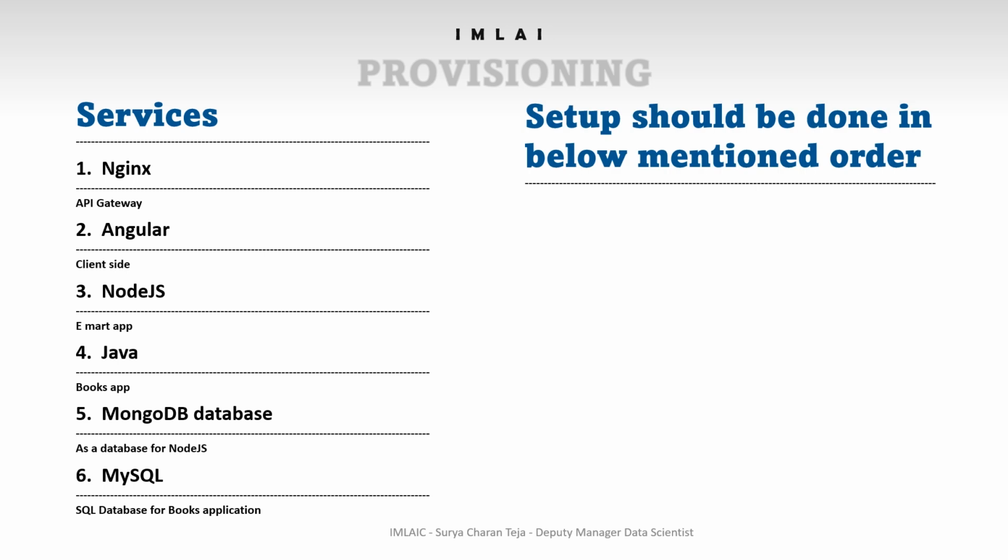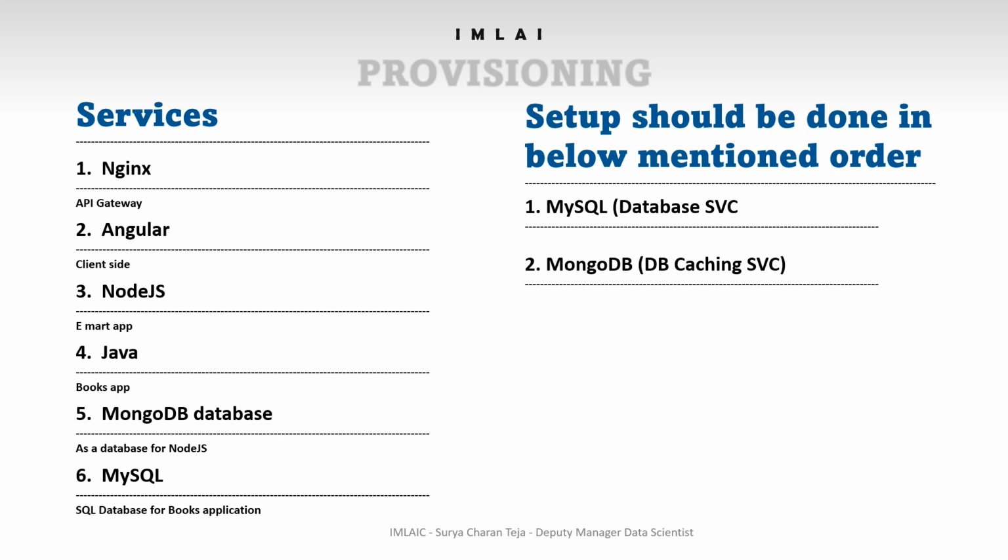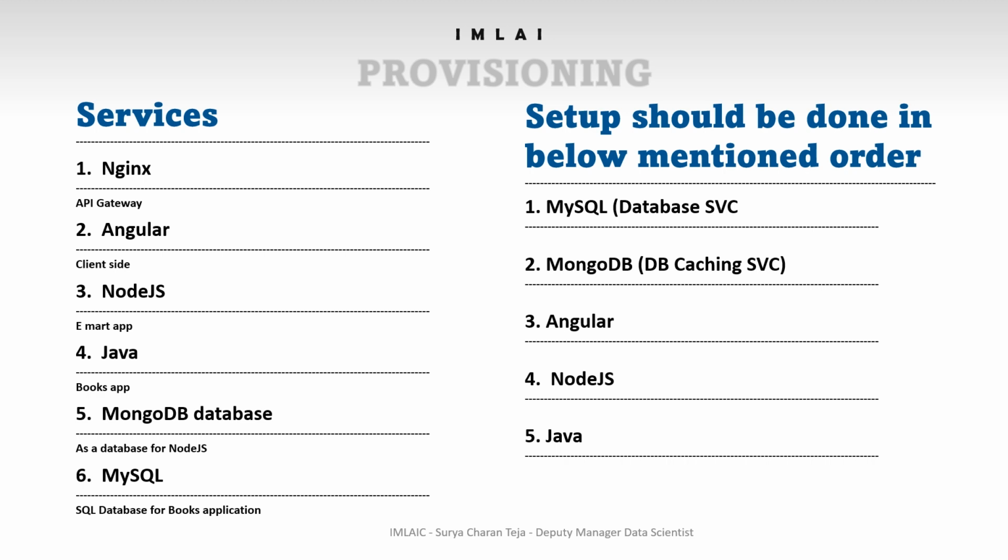Now we will see how to do the setup. The setup should be done in the below mentioned order. We will begin with MySQL, that is the database service, then the MongoDB database caching service, and Angular, that is our client. Node.js is the Emart app, Java is our books app, and Nginx is our API gateway.